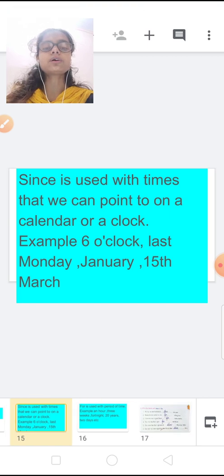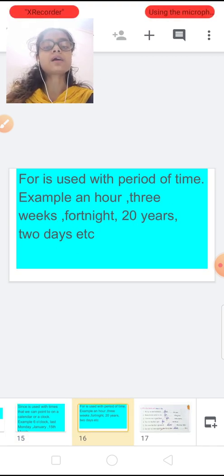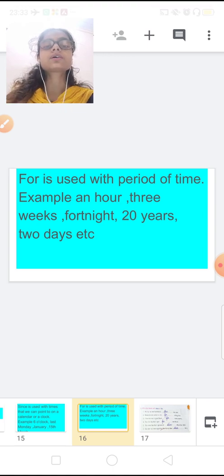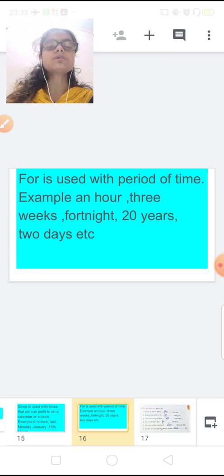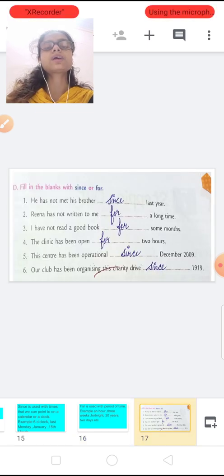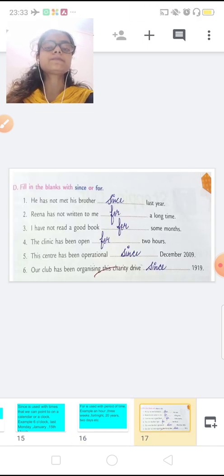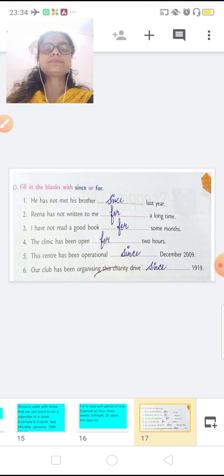So since we can use with a time that we can point to on a calendar or clock. For is just a period of time. Example: an hour, 3 weeks, a fortnight, 20 years, 2 days. So since is for what we can point to on a calendar and clock, and for is with a period of time. Now here we have the book exercise. You can see, he has not met his brother since last year.